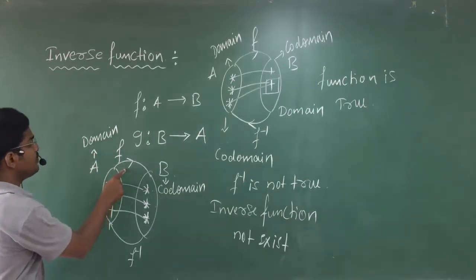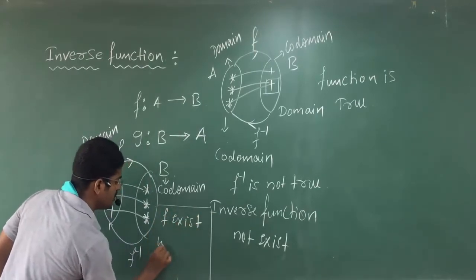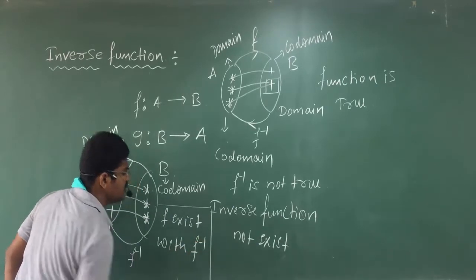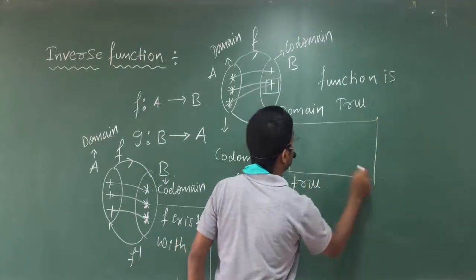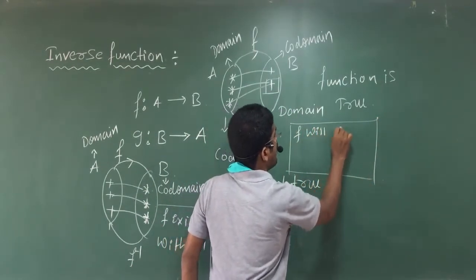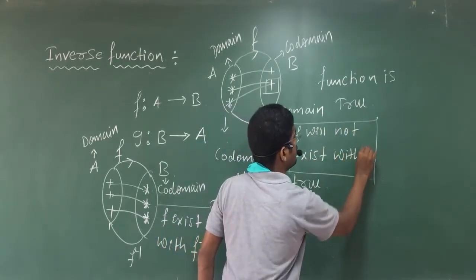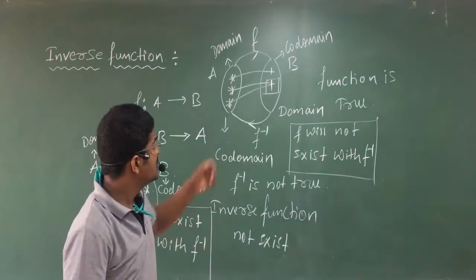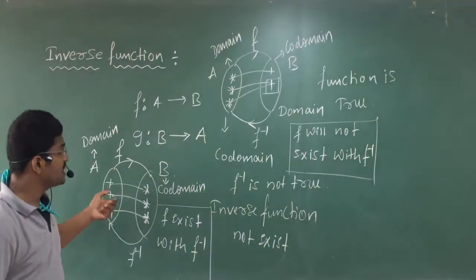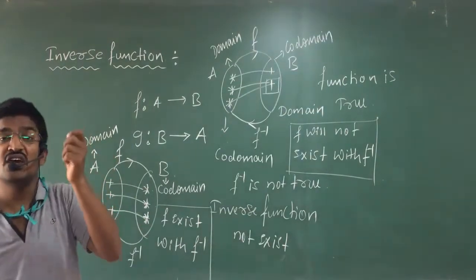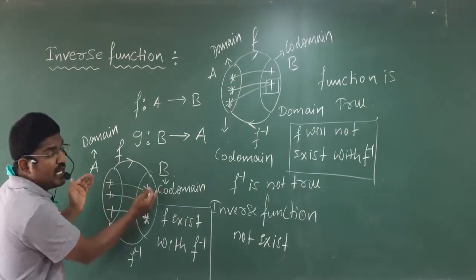Are you clear? This particular function F exists with F inverse. But here, F will not exist with F inverse. Clear? In this case, F will not exist with F inverse, but in this particular case, F exists with F inverse.